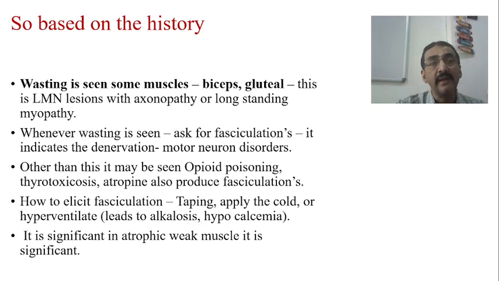Now, in this case, the wasting is also seen in some of the muscles. If you look into the case, wasting is in the biceps and gluteal muscles. The history suggests that. So now this suggests an LMN lesion with axonopathy or a long-standing myopathy. Biceps are undergoing atrophy, as well as gluteal muscles. Of course, they are the proximal muscles, anti-gravity muscles. Definitely their bulk may decrease.